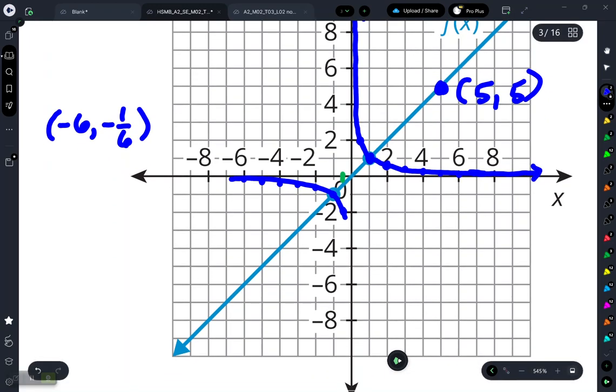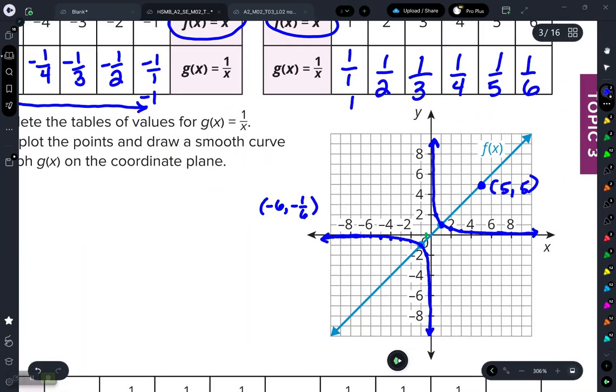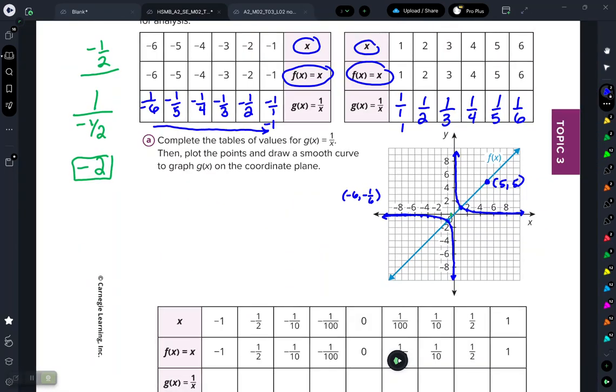And then this side over here on the right is going to go further, left is going to go further down. And this way, sitting underneath the x-axis. So this graph has a name. It's called a hyperbola. Not all rational functions you'll learn are hyperbolas, but this is a hyperbola.